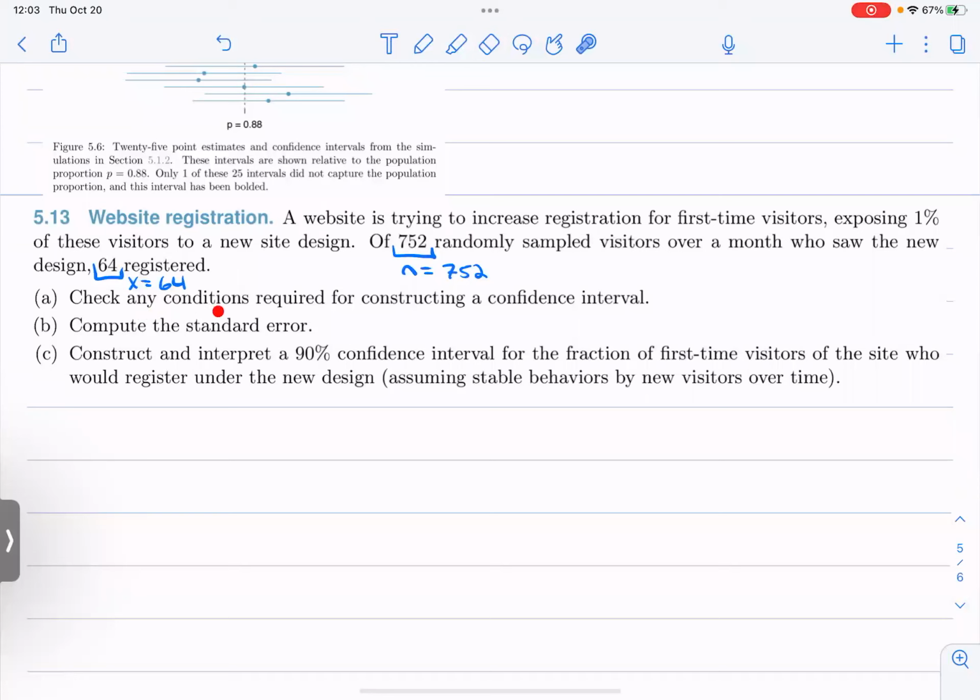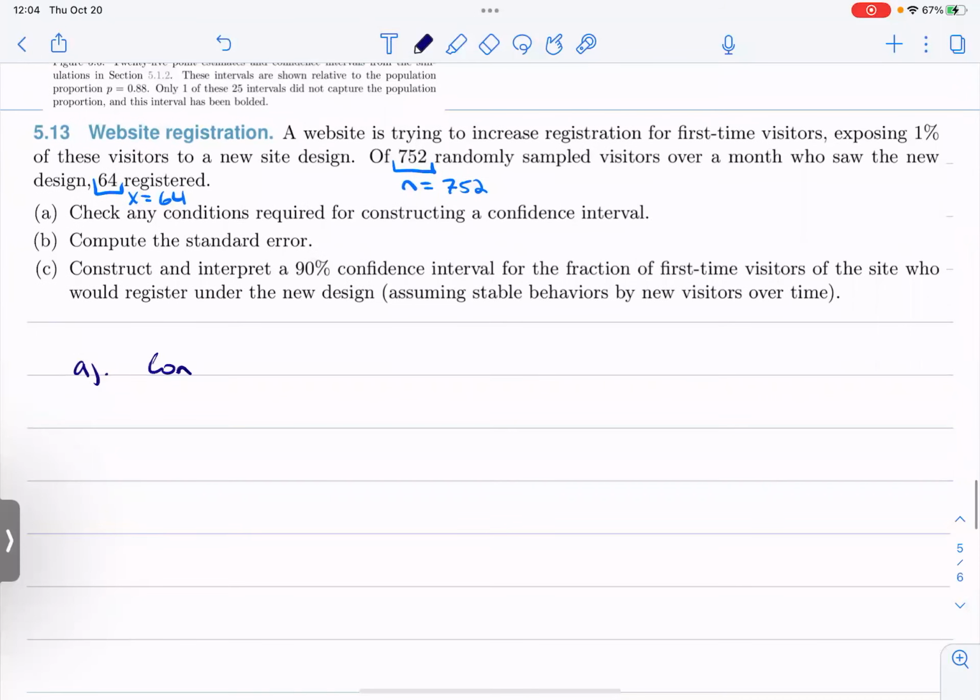First thing we have to do is check any conditions required for constructing a confidence interval. Those are the same conditions that we established last day, right? We have to have independence, which we get by randomly sampling, or we're able to assume by randomly sampling. So that's good. And then we have the success-failure condition: at least 10 successes and at least 10 failures. So part A, we have to check the conditions. First one is independence.